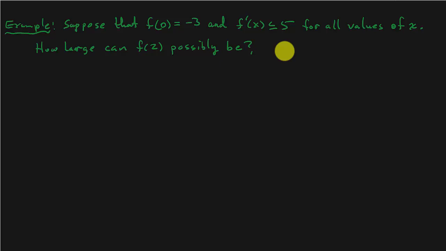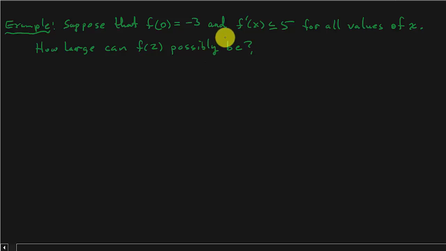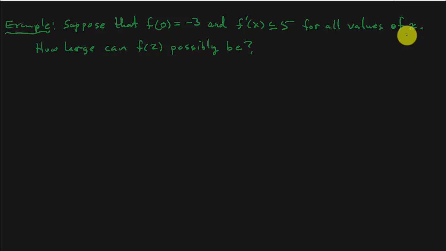All right, so we're looking at f(2). How large can it possibly be? So how can we go about solving this? Well, it tells us that f is differentiable, and it tells us that f'(x) is less than or equal to 5 for all values of x. So that means it is continuous everywhere, so we can apply the mean value theorem on the interval 0 to 2.